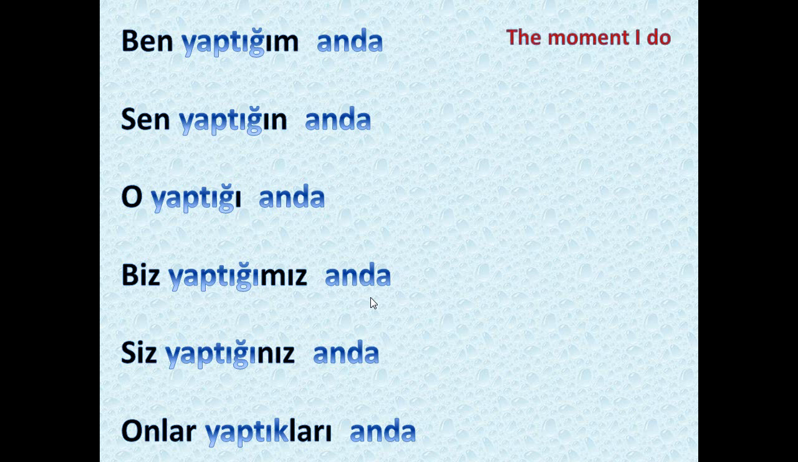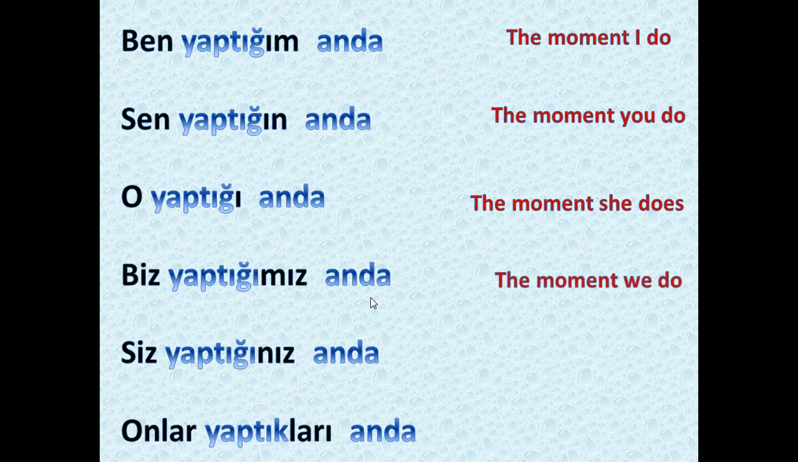Ben yaptığım anda, the moment I do, or the moment I did, or the moment I am going to do. So the tense is not obvious actually when this half sentence or this clause is here. We should know the rest of the sentence, the context, so we can understand which tense it has to be translated or understood. Sen yaptığın anda, the moment you do, o yaptığı anda, the moment she does or he does, biz yaptığımız anda, the moment we do, siz yaptığınız anda, the moment you do in plural, onlar yaptıkları anda, the moment they do.